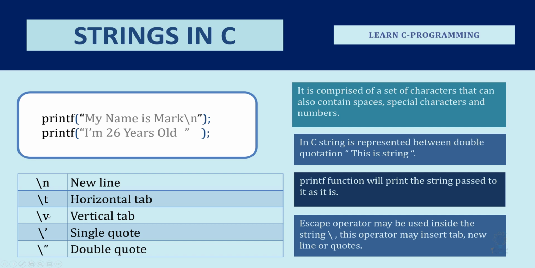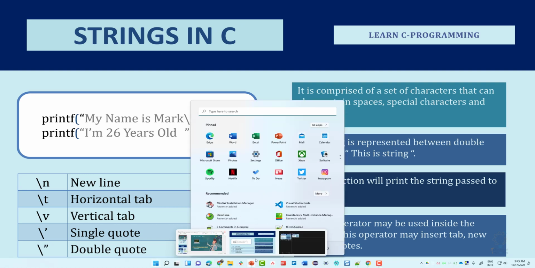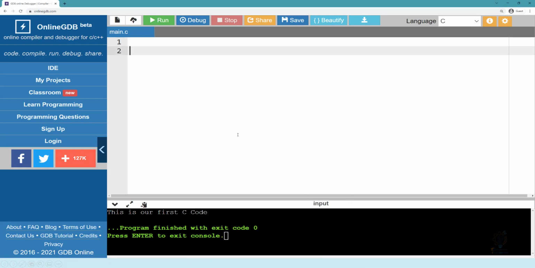If we need to show the single quotation or double quotation inside our string once we print it, we can use the backslash single quotation or backslash double quotation. Now, things might be more clear when we execute them. So let's try this out.